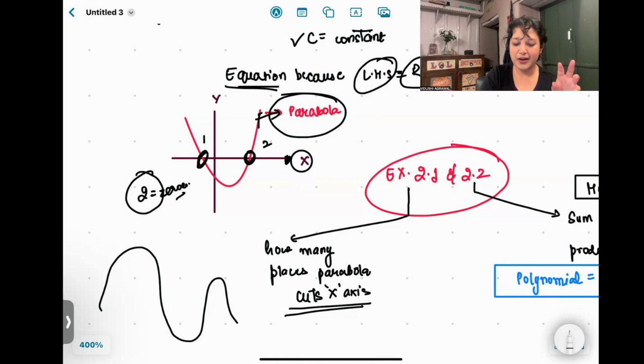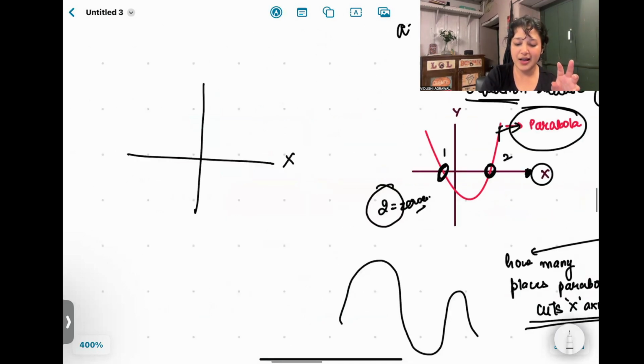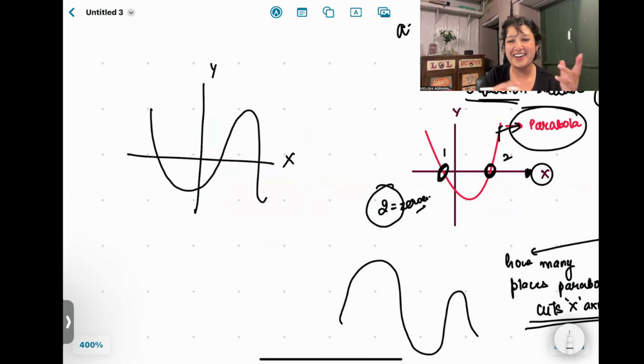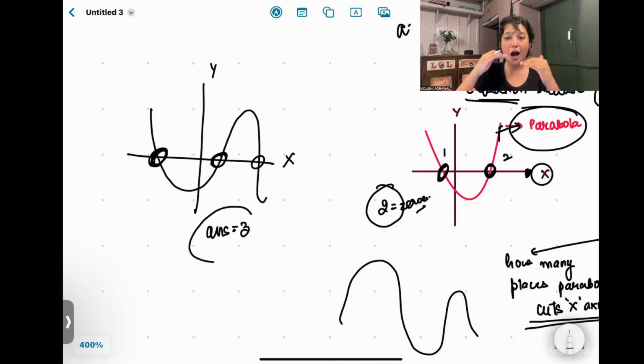Let's assume one more example. Let's say this is my x-axis, this is my y-axis, and my graph is cutting like this, hypothetically. So the x-axis is getting cut 1, 2, 3. 3 times the x-axis is getting cut. So my answer is 3. So how many times is the x-axis getting cut by the parabola? This is known as the number of zeros of the parabola. First assignment, done. If you want a detailed video with all the questions and examples, click on the next video.